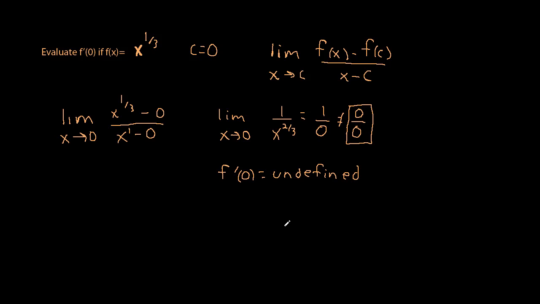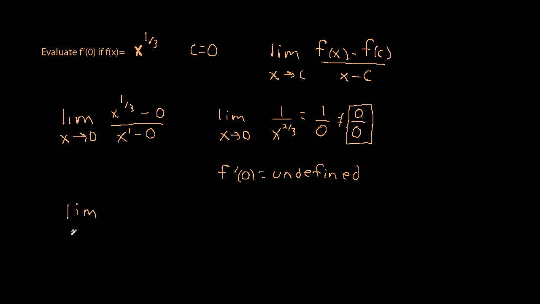There is no tangent line there. Well, I take that back. There is a tangent line there. It just happens to have an undefined slope. Therefore, if the slope is undefined, the derivative is undefined.